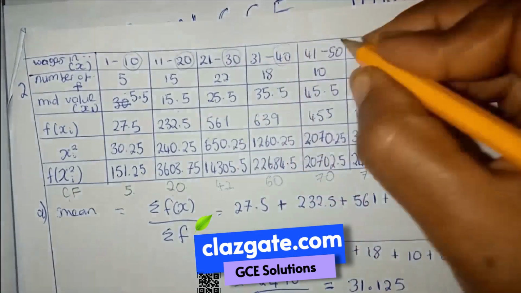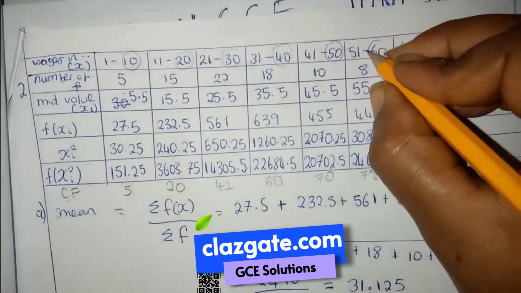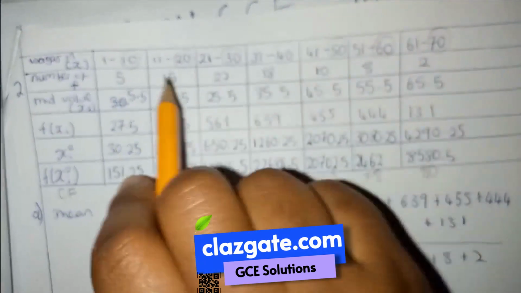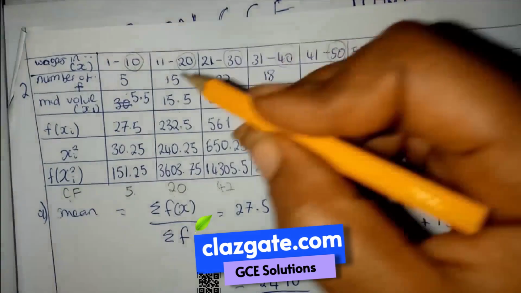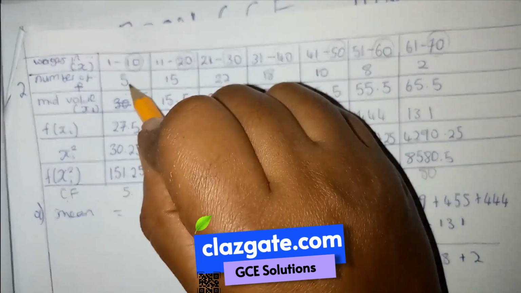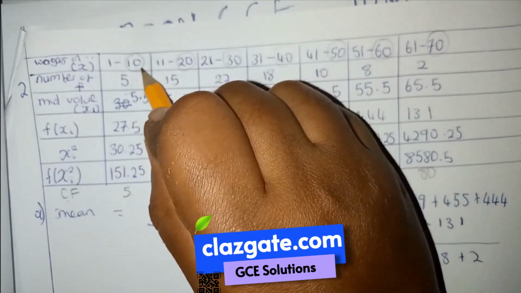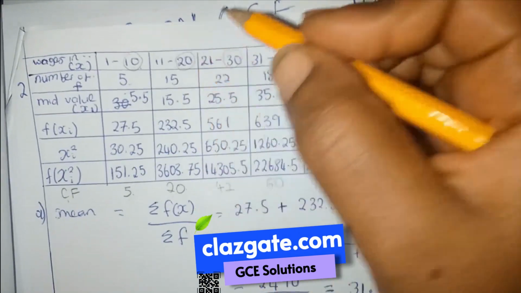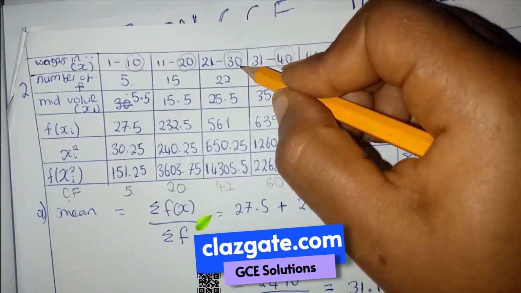The higher ranges. Okay, we're going to be plotting with the higher ranges. We're not going to be plotting the lower ranges. Why? Because we only get to 5 when we have arrived 10. We only have a frequency of 15 when we have arrived 20. We only have a frequency of 22 when we have arrived 30.